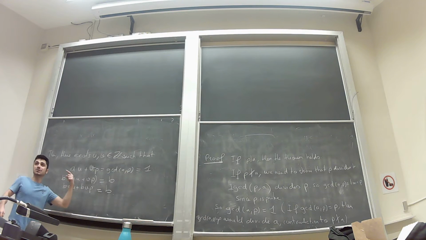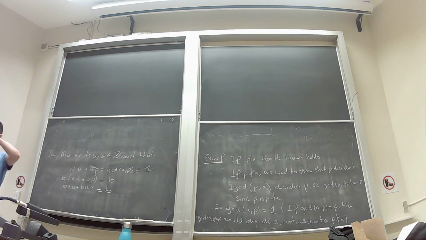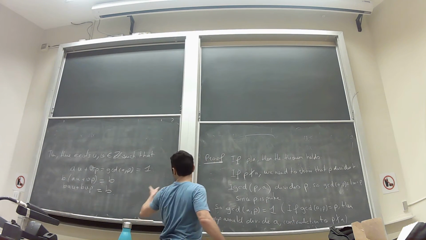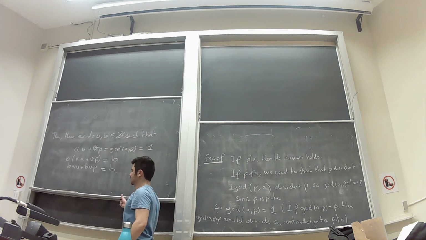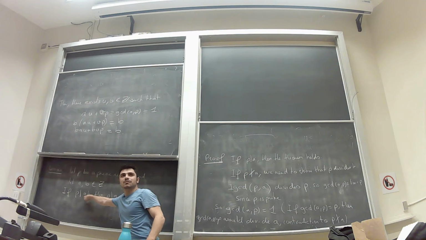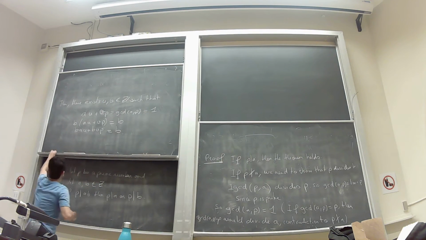Bezout's theorem is one way. It says that AU plus BV is equal to the GCD of A and B, unless this B is 1, right? But anyways, let's not worry about that. There is an assumption we did not use. What is the assumption we did not use yet? Where's the statement of the theorem? P divides AB. Agree? P divides AB.